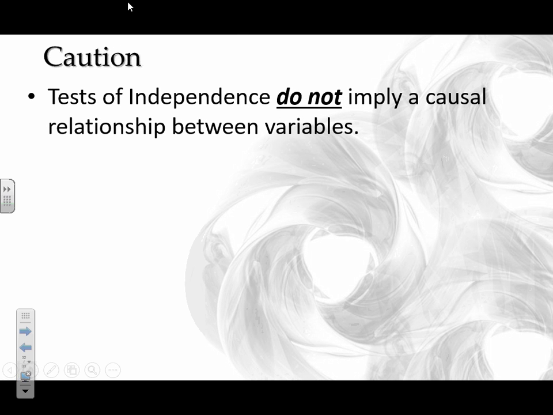All right. Now, some cautions. When we're talking about the test for independence, when we reject the null, we say that there is an association between the two variables. Remember, our null is that they're not related. There's no association between them. If we fail to reject, then there is no association. But if we do reject, we say that there is some sort of relationship between the two variables in question.